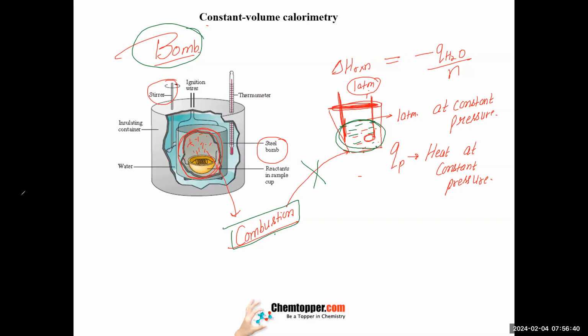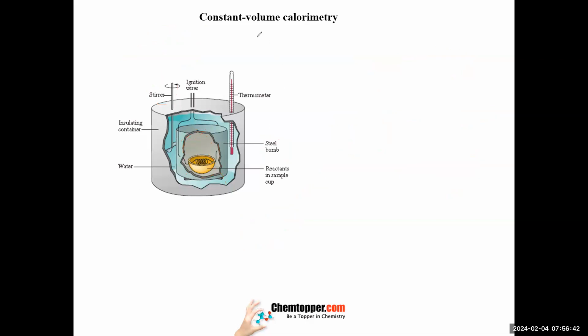So what is bomb calorimeter? It is a constant volume. Volume is not changing. If volume is not changing and pressure is changing, so definitely pressure will increase. So that's why we call it a bomb. So I'm going to make a simple diagram from my side to make you understand how it works. All eyes here on the whiteboard. We are making a bomb calorimeter.